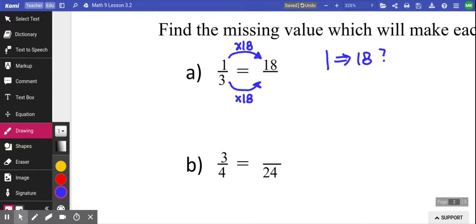Again, multiplication is just skip counting. So you need to skip count by 18 3 times. That's a hard one to skip count by. You could always put 3 times 18 in your calculator. That would work as well. 18 times 3? 18 times 2 would be 36. Times another 2 would be 54. So it would be 54 on the bottom. You were close. So 54 is the missing number there.